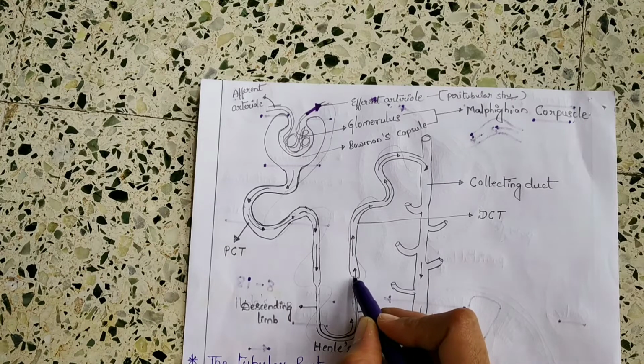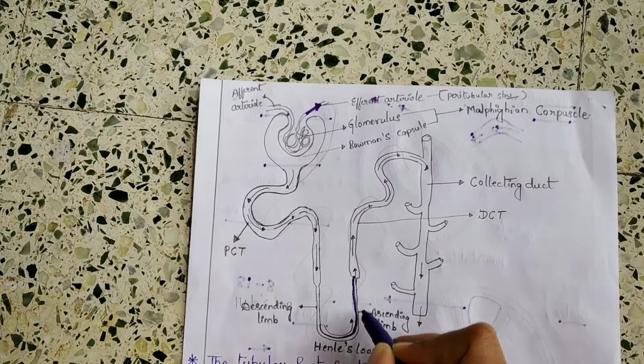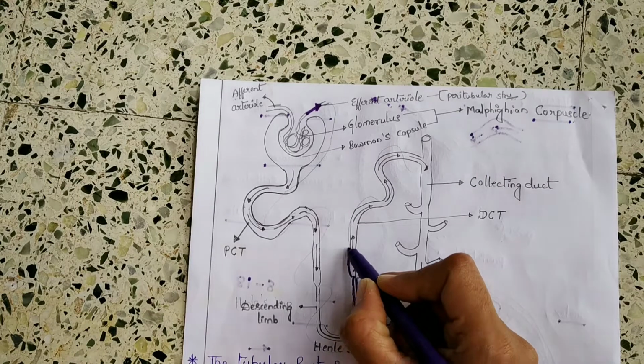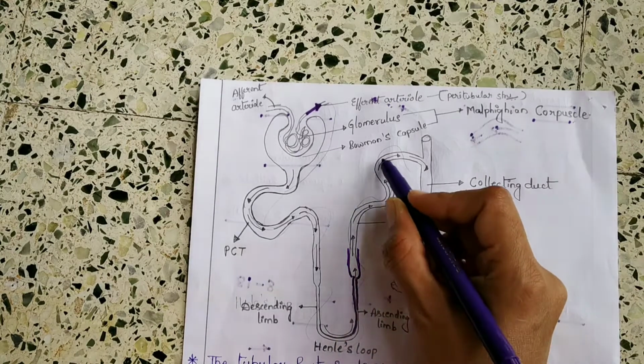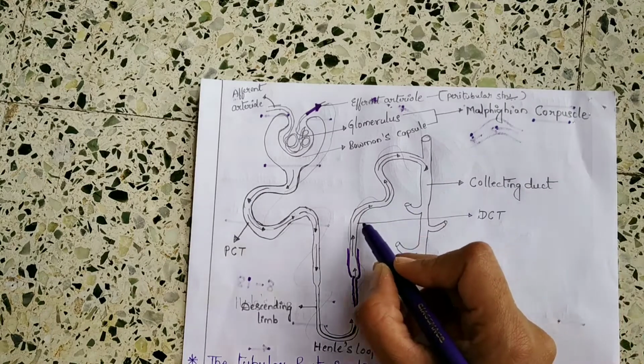You can observe in the diagram, or you should make a keen observation, this is very thin, and this is a little bit broad here. So this part is called the distal convoluted tubule.